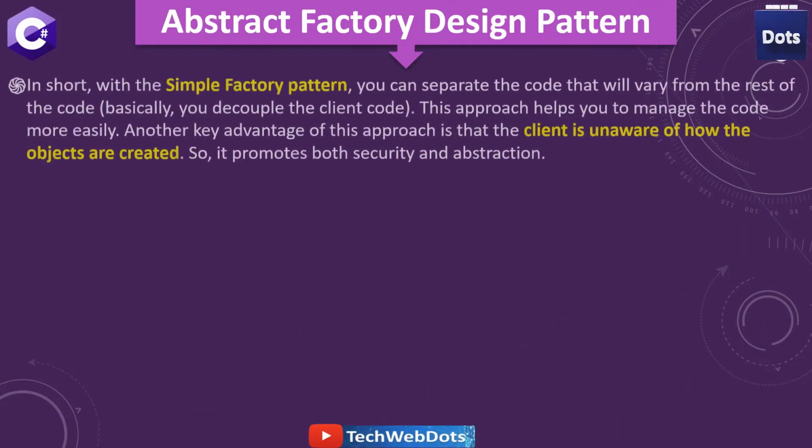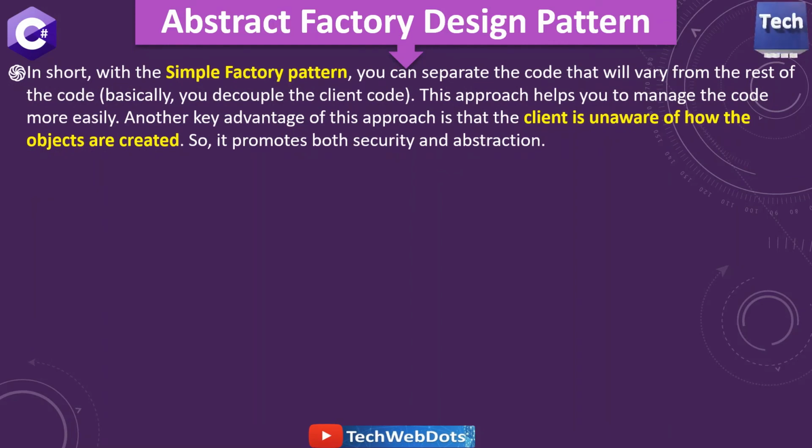So let me conclude all the patterns. In short, with the simple factory pattern, you can separate the code that will vary from the rest of the code. Okay, and this approach helps you to manage the code more easily, that we discussed in detail in our simple factory design pattern. And another key advantage of this approach is that the client is completely unaware of how the objects are created, so it promotes both security and full abstraction.